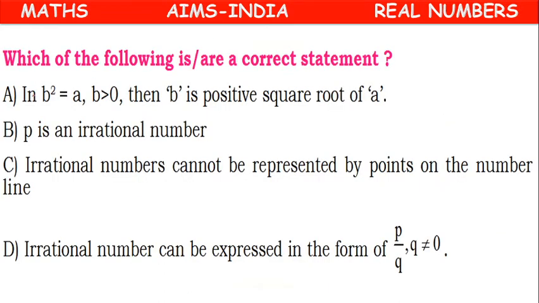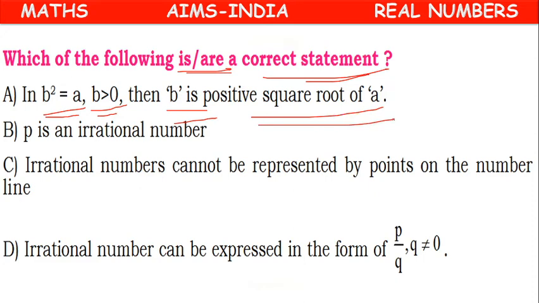Next, children, which of the following is a correct statement? In B square equal to A, if B greater than 0, B is called the positive square root of A. Yes, true. We have already learnt it in the concepts. If B square equals A, then B equals square root of A. So B is considered as the square root of A. Correct statement.